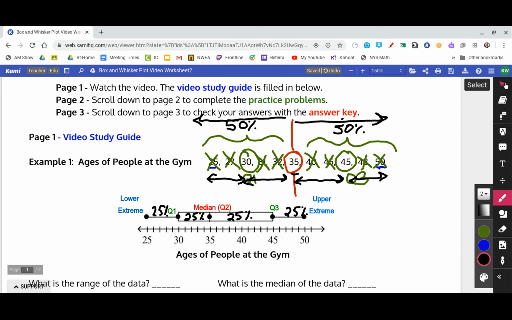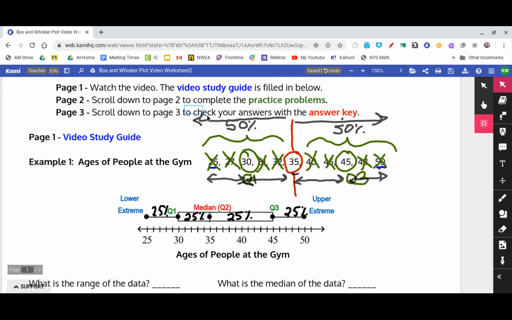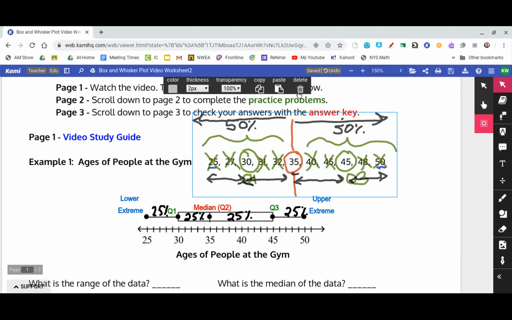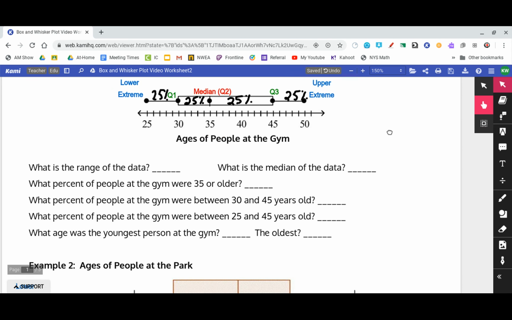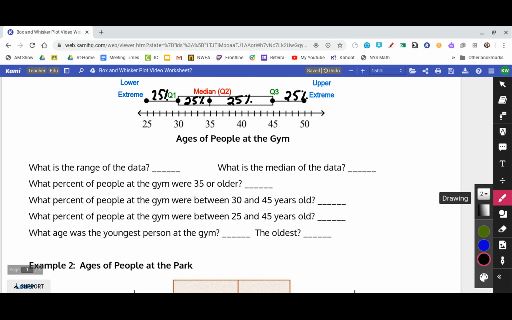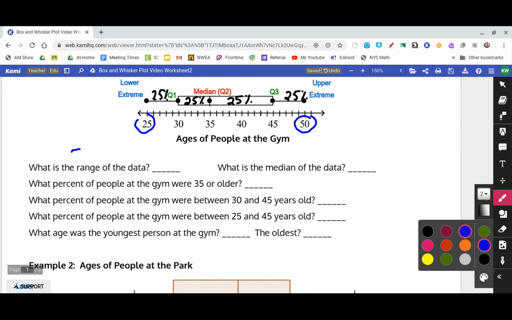All right, let's do us a favor and get rid of this. It's an eyesore. Okay, cool. Now I can answer some questions about this box and whisker plot. So the first question I have is, what is the range of the data? Well, you guys know that the range is the biggest number minus the smallest number. The biggest number is here, the smallest number is here. So I would have to do 50 minus 25, and I would get 25.